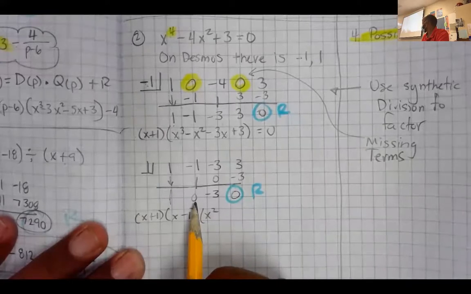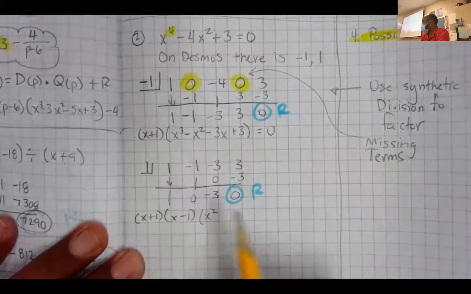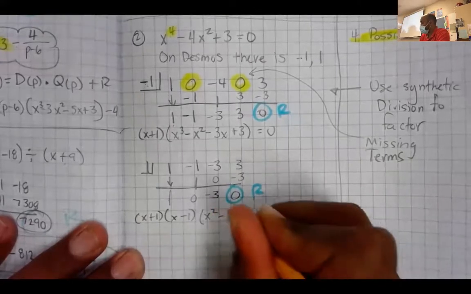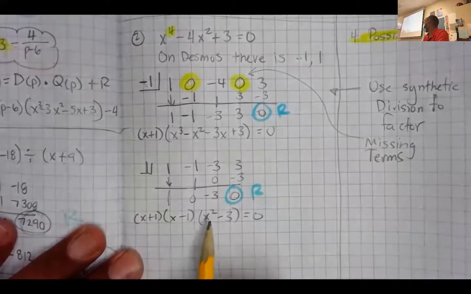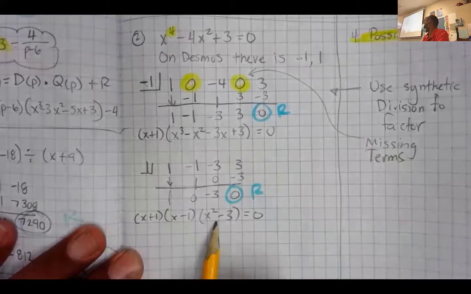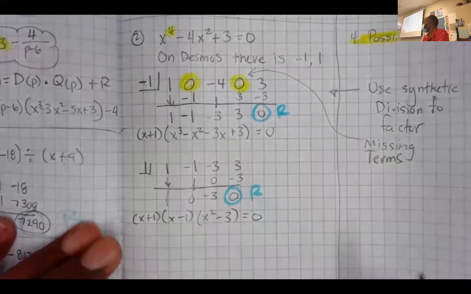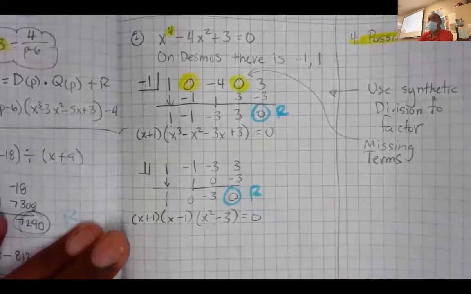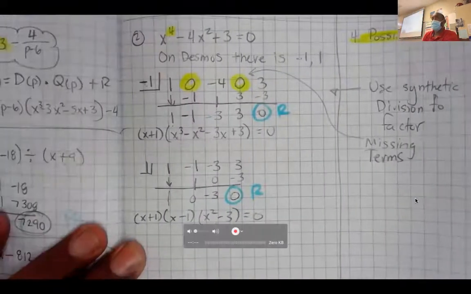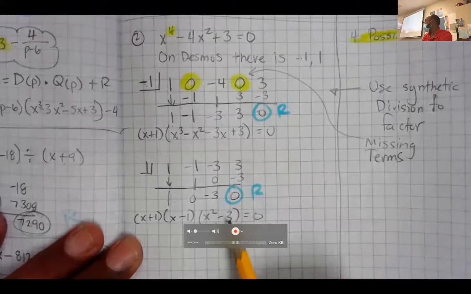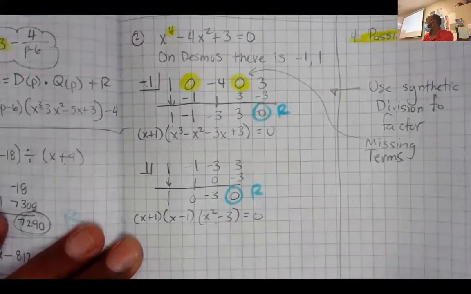But then I have 0, right? So I don't have an x. It's just going to be blank. And then it's going to be minus 3. Now, that is not a factor. Like 3 is not a factor, because when we went to the graph, this doesn't even cross at positive 3. So what we're going to do is take the x squared minus 3 and solve that to find those last factors, or those last roots.